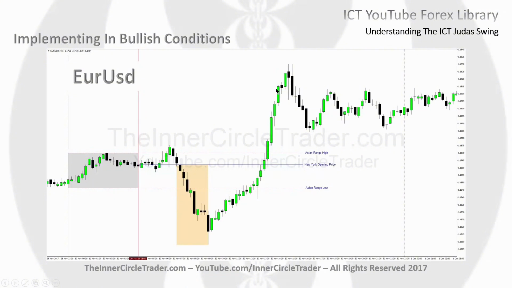So what we're looking for is the element of a bullish Judas swing: a pop above the Asian range high, then a drop below the opening price at midnight, and then below the Asian range low. When that occurs, that's the actual Judas swing that's bullish.